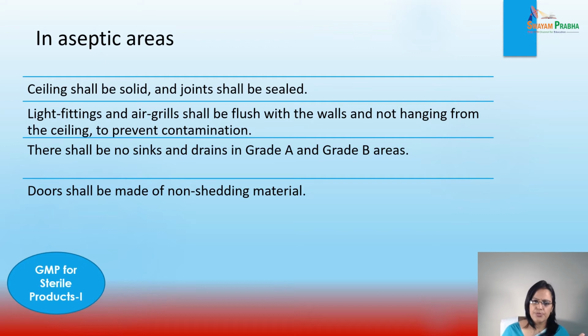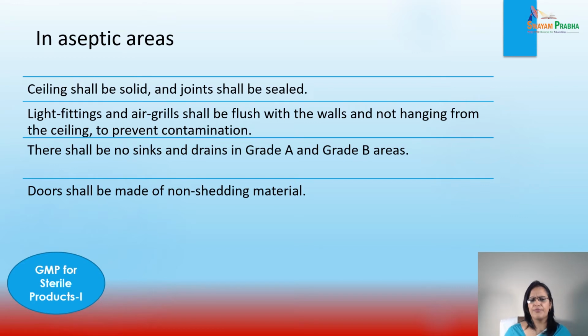Okay, the ceiling should be solid and the joint should be sealed. A light fitting and air grill shall be flush with the wall and not hanging from the ceiling, so as to prevent any contamination. So there should not be any sink or drainage in grade A and grade B areas. So there are different grade areas in manufacturing of parenteral section. This we also studied earlier. Okay, I hope you have also studied in the parenteral chapter.